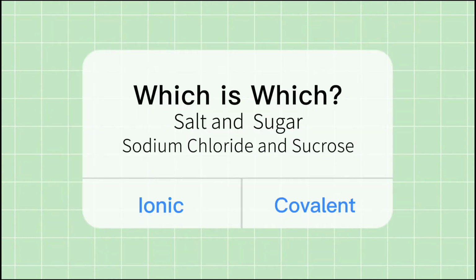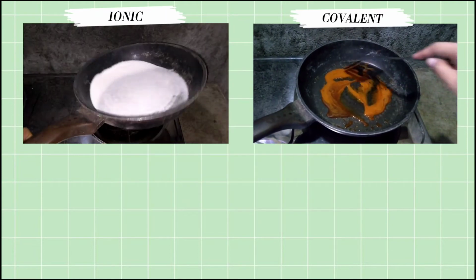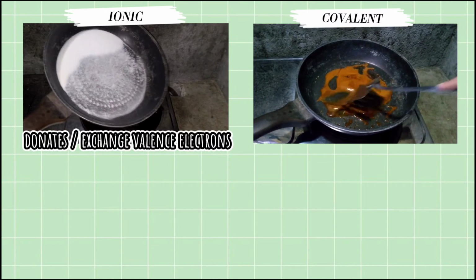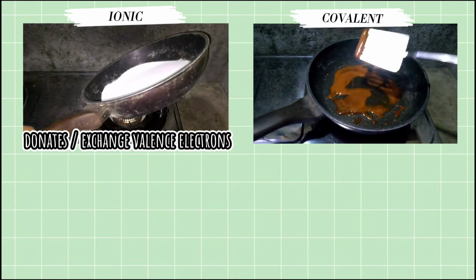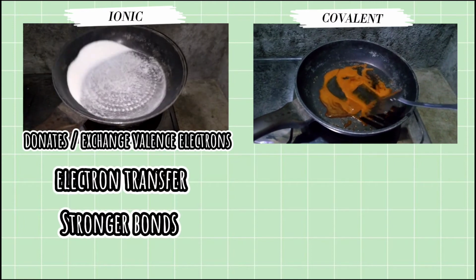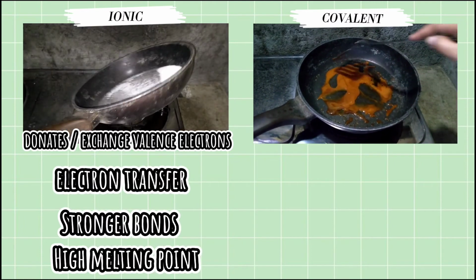Now, which is the covalent compound and ionic compound? In the experiment that we conducted, salt is an ionic compound, which means it donates an electron or exchanges valence electron, or electron transfer. It has stronger bonds and a high melting point.